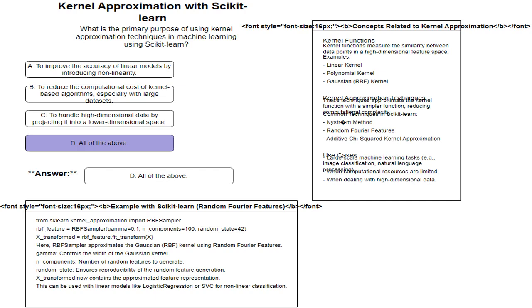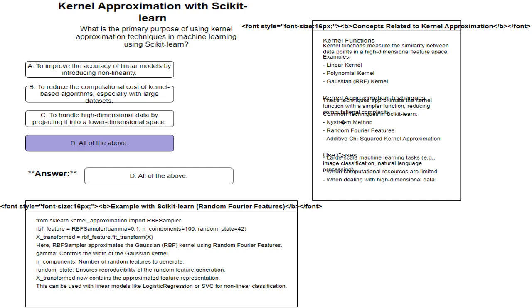Image recognition: kernels can be used to compare image patches, helping identify objects within an image. Natural language processing: kernels can help measure the similarity between sentences or documents, facilitating tasks like text classification and sentiment analysis. Recommender systems: kernels can be used to find similar users or items based on their preferences or interactions.